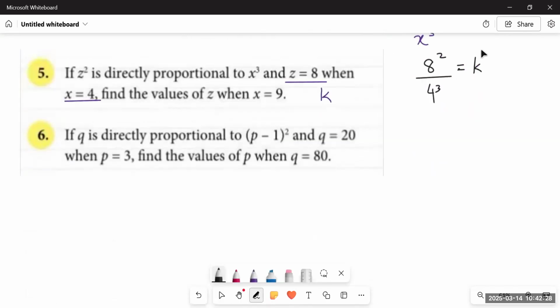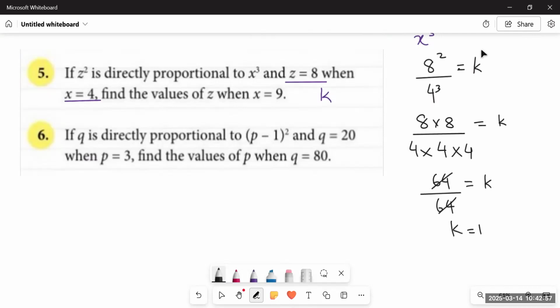So 8 square means 8 8s are. I'll just expand it for you so that you won't have any problem. Then 4 multiplied by 4 multiplied by 4 means 4 cube. So 8 8s are 64. 4 4s are 16. 16 4s are 64. It means we have both the numerator and the denominator the same. In this case, we are going to get K equals 1.